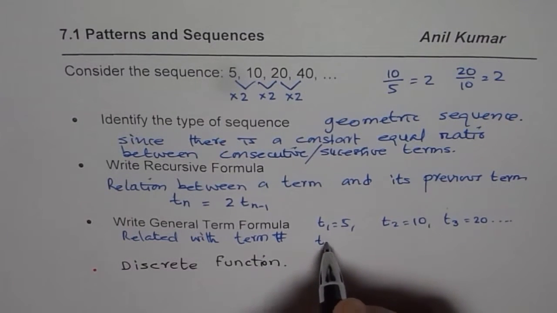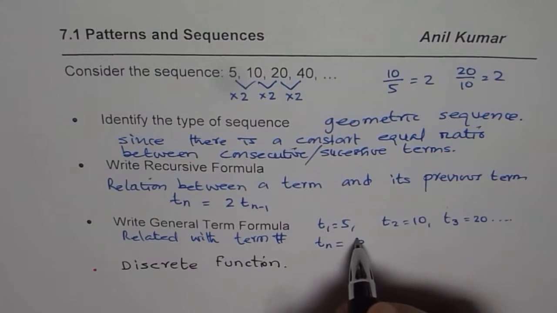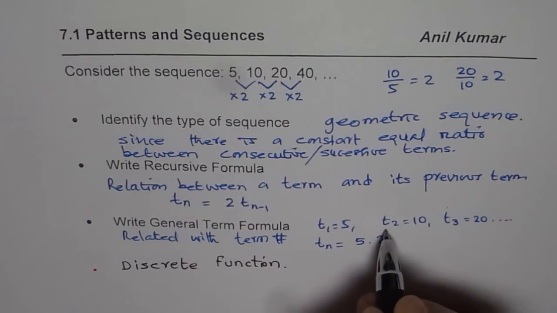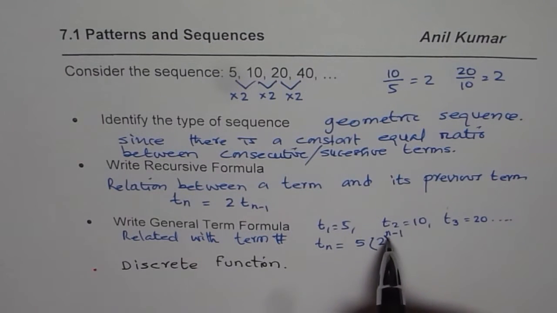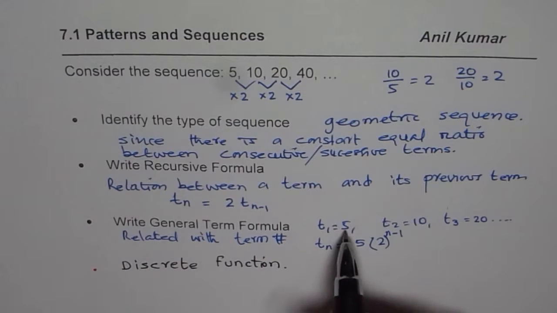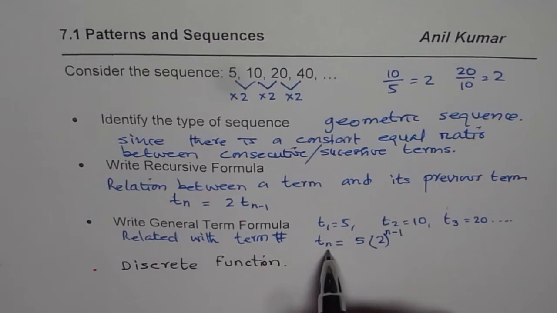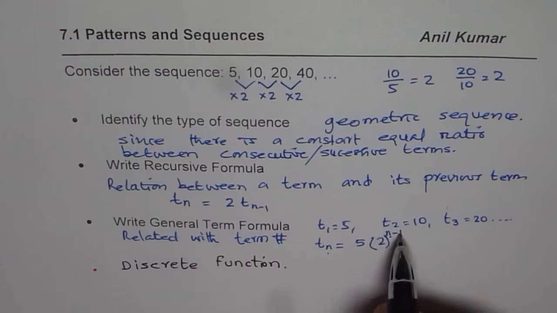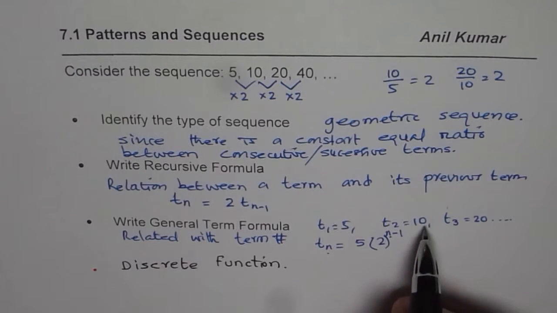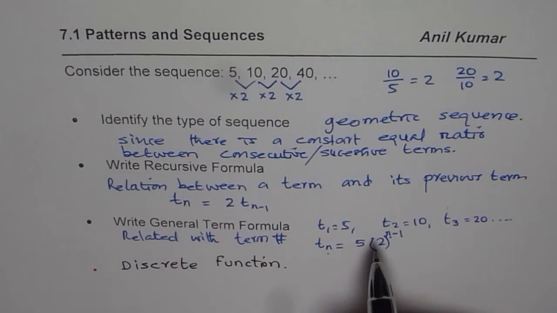So we can say Tn is equal to 5 times 2 to the power of n minus 1, correct? So let me write it in bracket like this. We can write this as 5 into 2 to the power of n minus 1. Now if n is 1, in that case it will be 2 to the power of 1 minus 1, 2 to the power of 0, which is 1. So it will be 5 times 1, which will give us the first term. If n is 2, then we'll have 5 times 2 to the power of 2 minus 1, which is 5 times 2, 10. You get the idea, right? So that is how we can find it.